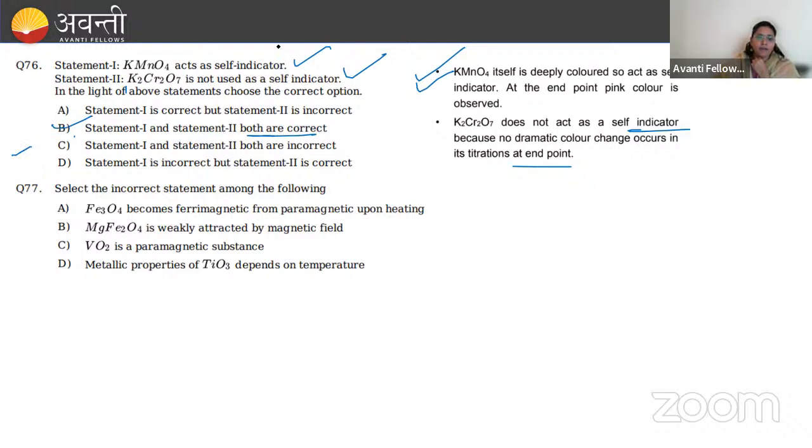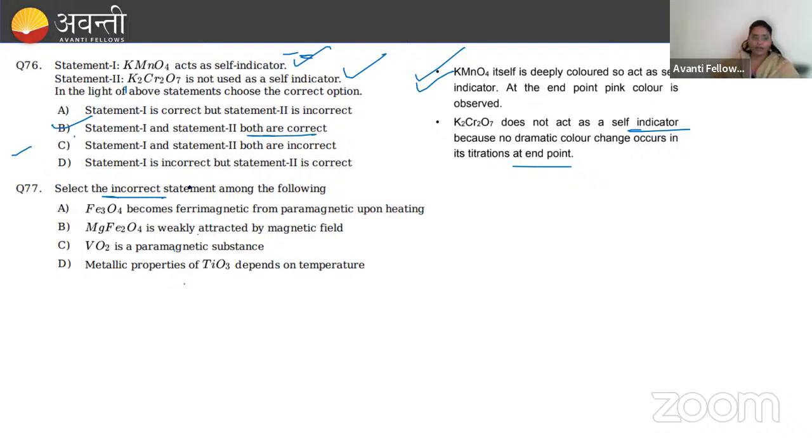Okay, paramagnetic. Correct कौन सा है यहाँ पे? Which is the correct, not correct, incorrect statement. Fe3O4 becomes ferrimagnetic from paramagnetic upon heating, weakly attracted, paramagnetic, and depends upon temperature. So when you talk about this question, what will be the answer? Yes, solve किया ये question आप लोगों ने? Yes.